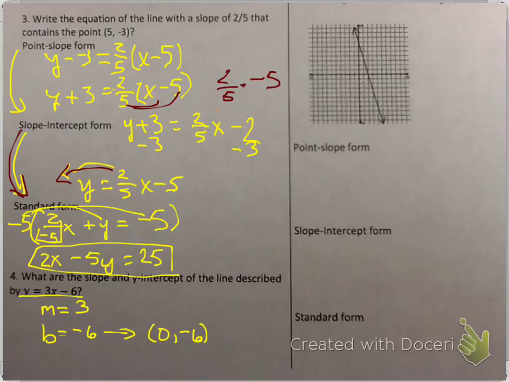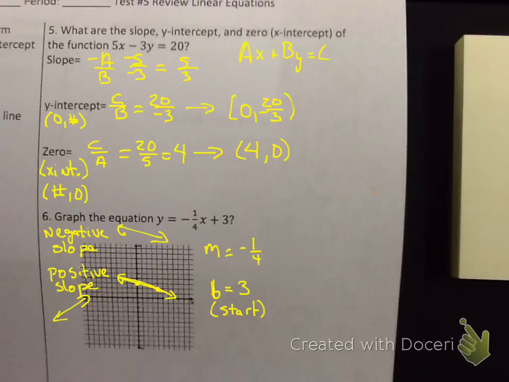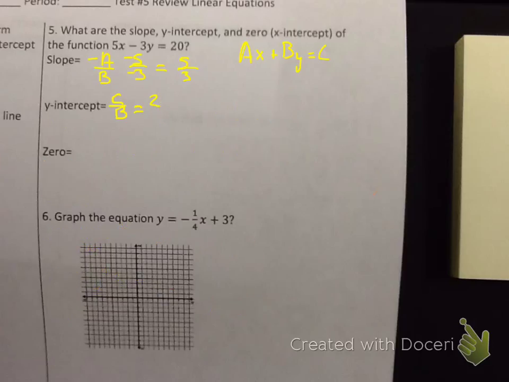Realize again, this is slope-intercept form right here. The number in front of the x is your slope. The number all by itself is your y-intercept, which I would probably write as a point. Okay, I'm going to rewind on this one a bit, so keep in mind this is what I'm doing.